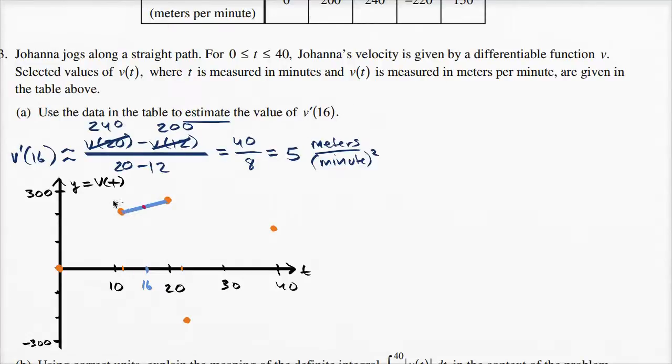So we literally just did change in v, delta v, over change in t, delta t, to get the slope of this line, which is our best approximation for the derivative when t is equal to 16.